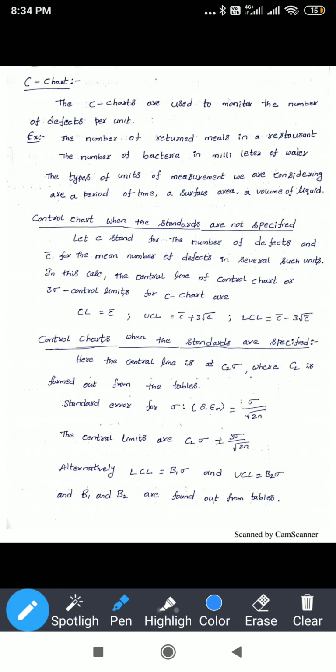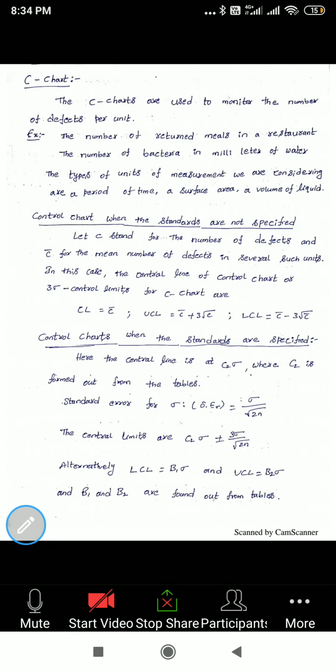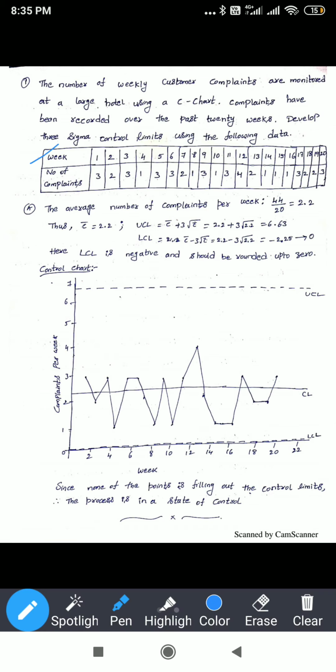Now we are going to see a problem. The number of weekly customer complaints are monitored at a large hotel using a C chart. Complaints have been recorded over the past 20 weeks. Develop 3 sigma control limits using the following data. So, given week-wise, the number of complaints. So, this is the given data.